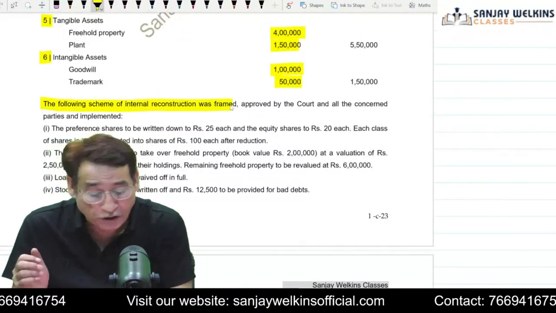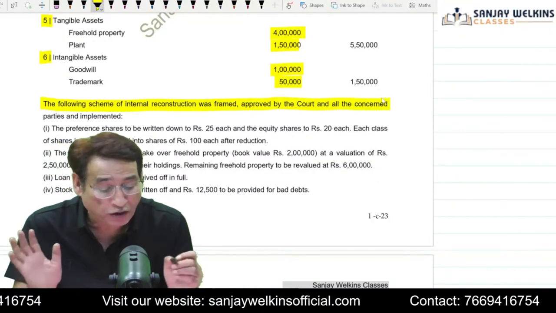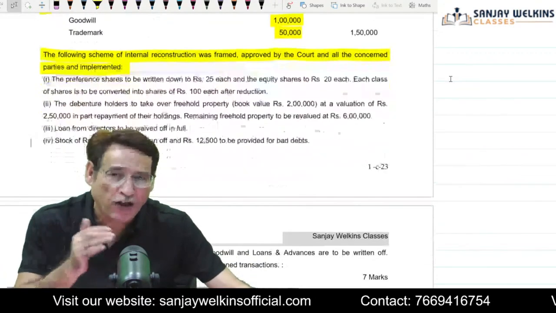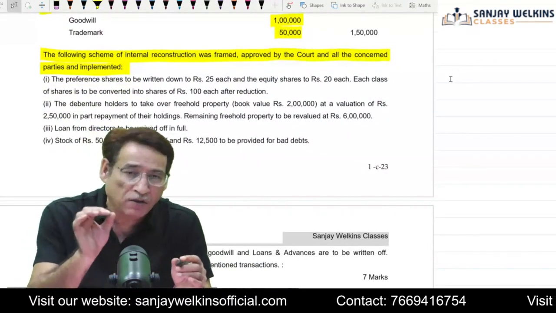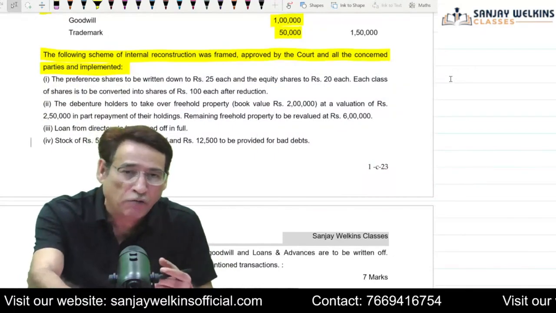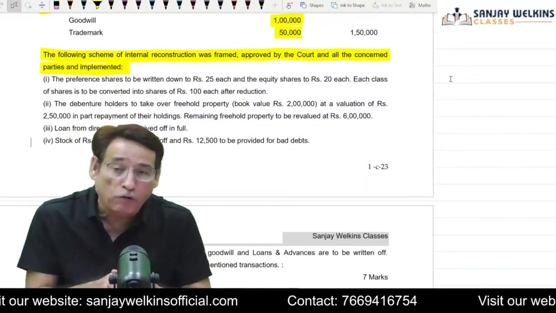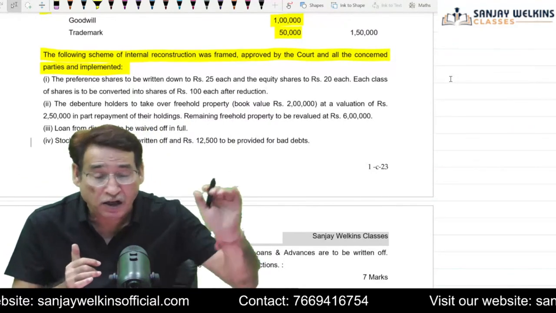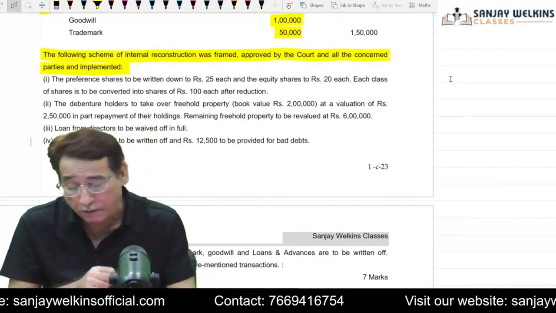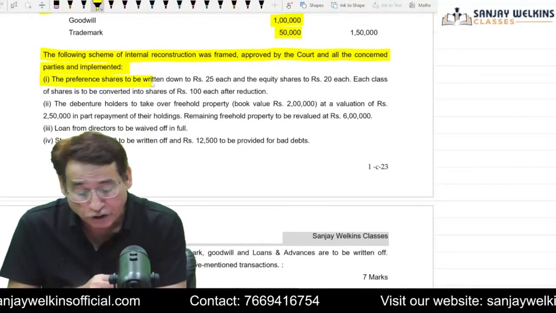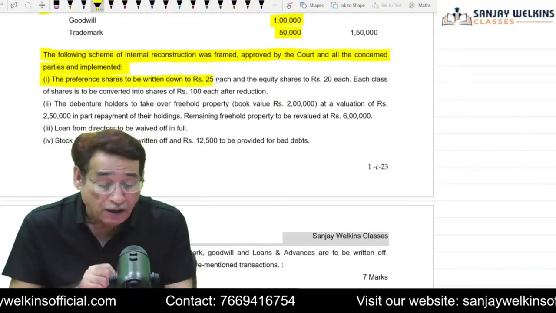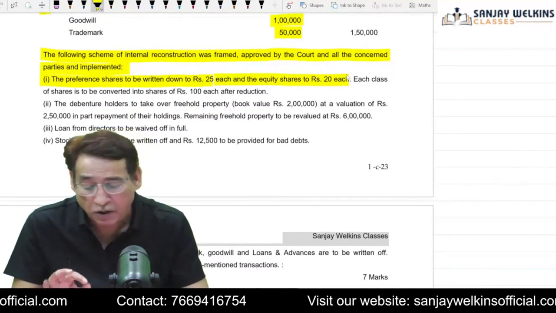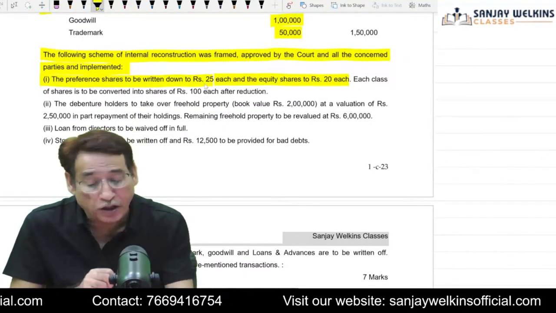The following scheme of internal reconstruction was framed, approved by the court, and implemented by all concerned parties. Quite obviously, in practical life, whenever an internal reconstruction scheme is adopted, we hold a meeting with the shareholders where the scheme is approved. Then we have to receive an order from the court also. Only then can the internal reconstruction scheme be implemented. Anyway, the first point here is that preference shares are to be written down to 25 each, and equity shares to 20 each.